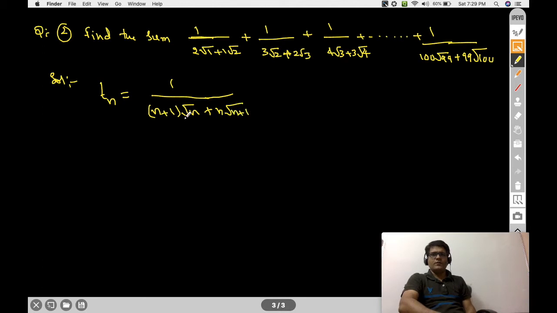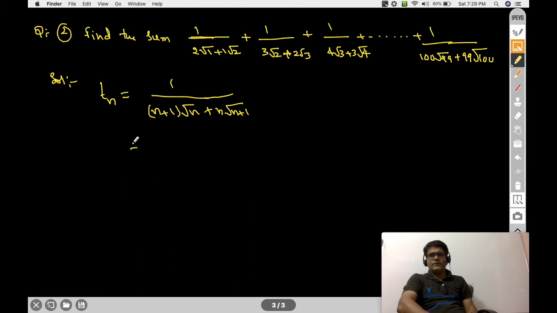If you put n equal to 1 here, you will get this one, 1 2. If you put n equal to 2, you will get 3 root 2, 2 root 3, etc. So this is the general term. Now we will try to write this as the difference of two terms, the difference method. There is ur minus 1 or ur plus 1 minus ur, like that. So you split this into two terms, a difference of two terms.